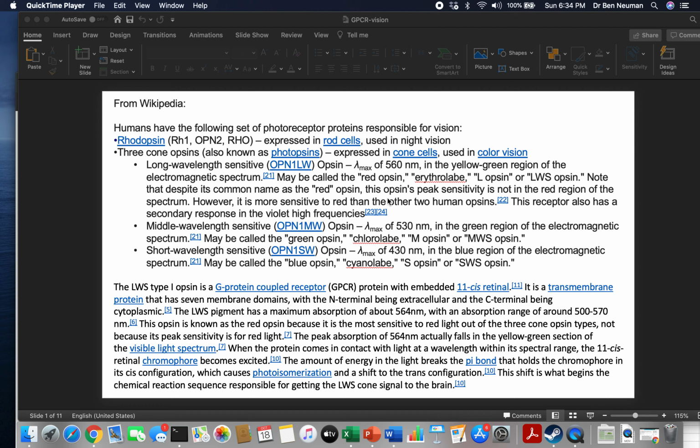And this is going to be one of the test questions for sure for the second exam: tell me about the function of GPCRs in vision. And this is it. So, all right, let's talk about these.